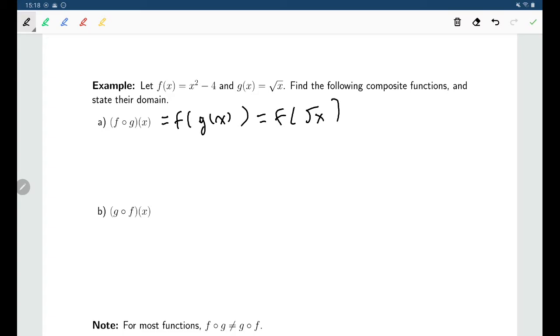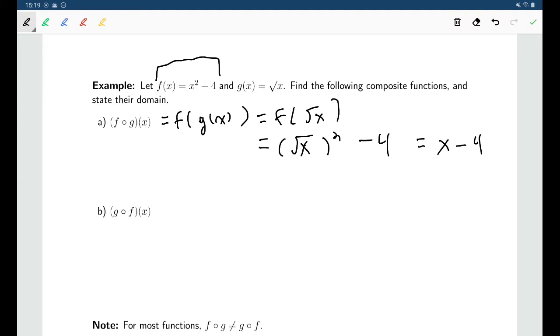And if you're having fun flashbacks to when we first introduced this idea of evaluating a function back in 3.1, we're doing exactly the same thing here. We want f of square root of x, which means we'll take this function and we'll replace the x's with square root of x's. So the original function for f was x squared minus 4, and we're replacing the x's with square roots, so we'll have square root of x squared minus 4. And that just simplifies down to give me x minus 4.